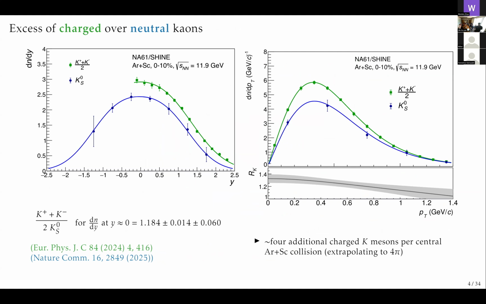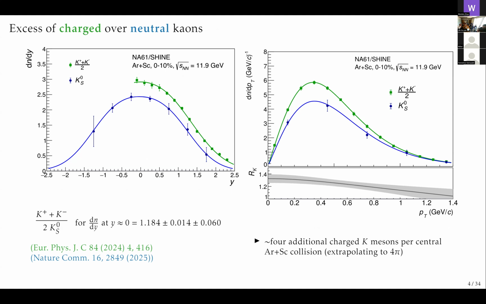I'm jumping straight to conclusions here. The main measurement that we want to advertise is the asymmetry between the charged and neutral kaons. We have all the good reasons to expect that the yields will be the same, so the ratio of charged to neutral would be exactly 1. But this is not the case, and we measure significantly more charged kaons than neutral kaons.